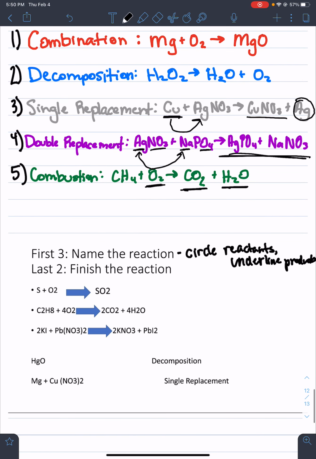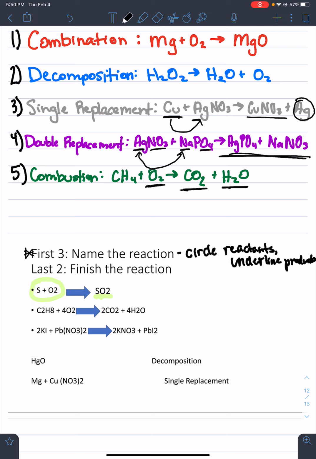It's going to look like your homework. So let's do the first 3 right now. So we need to name the reaction. Then we need to circle reactants and underline products. So I'm going to circle reactants and underline products right now. So here are my reactants I'm circling. Here are the products I'm underlining. You have to do those on your homework.